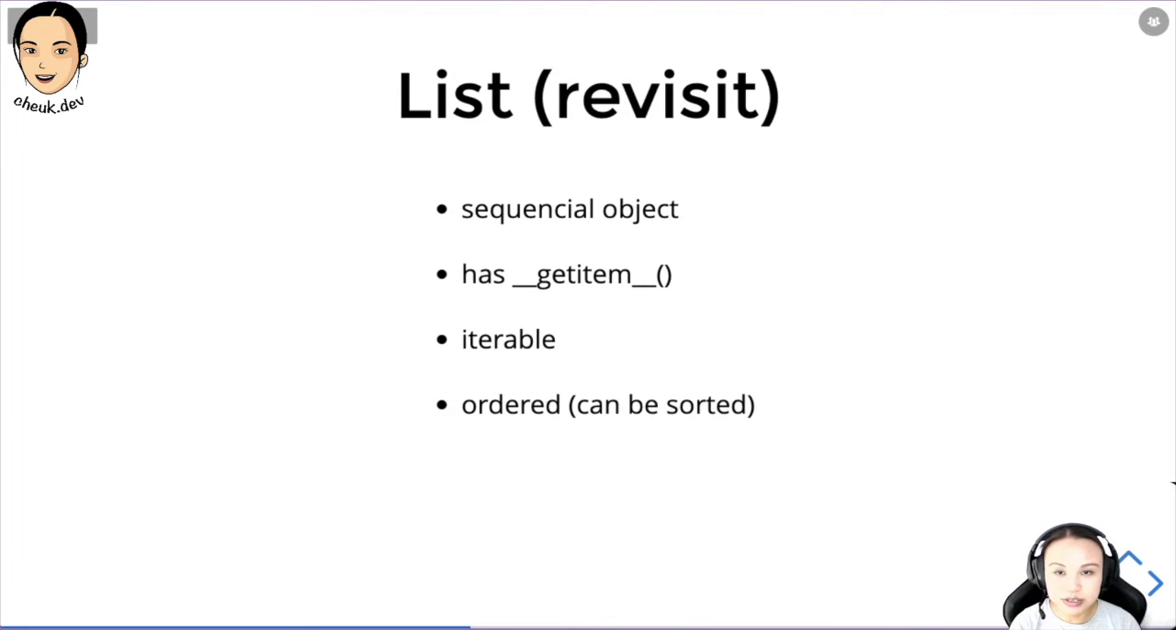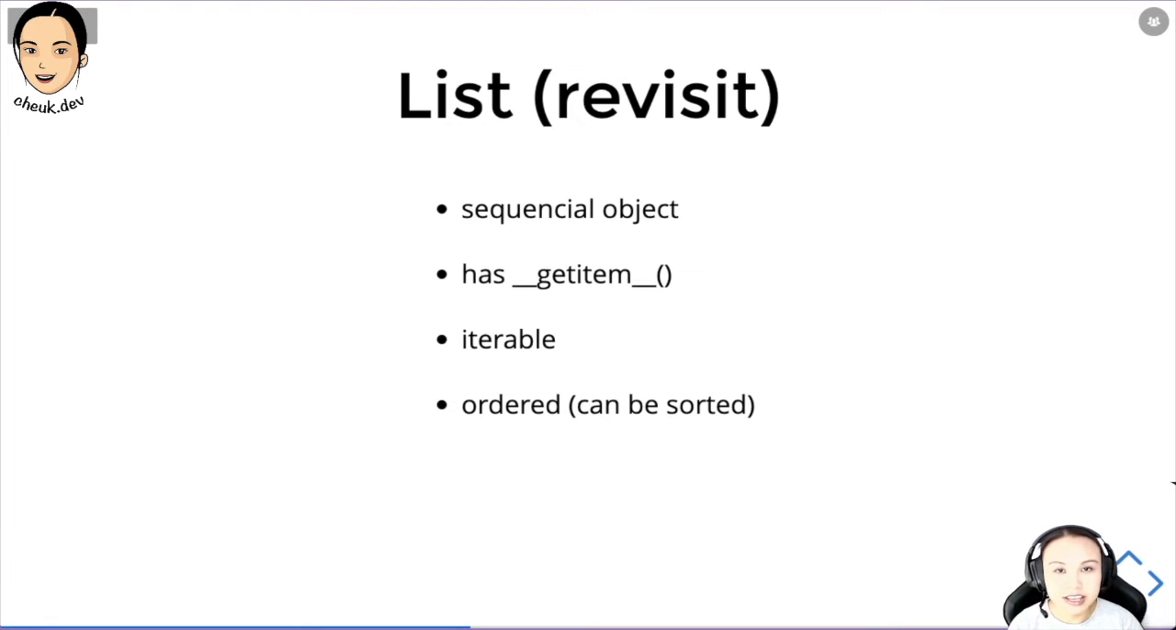And also it's ordered, so it can be sorted. There is an order to a list. You can have 1 2 3 and 2 1 3. They have the same elements in them, but because the order is different, you can't say these two lists are the same, right? 1 2 3 and 2 1 3. That's the characteristic of an ordered object, and that's why the order matters, and it can be sorted.